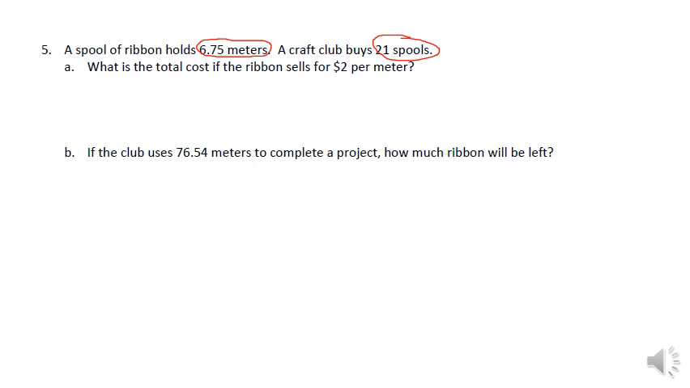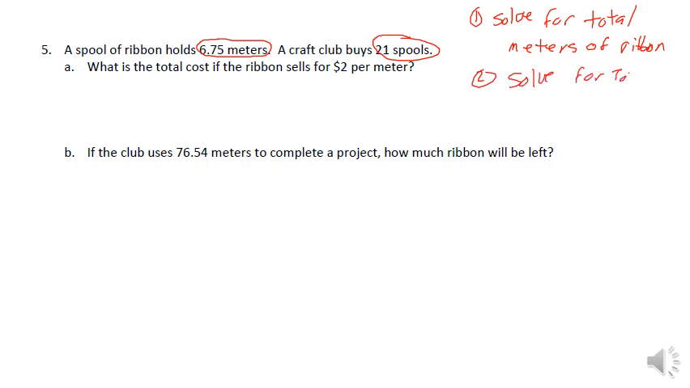So my first plan, I need to solve for the total meters of ribbon. And then second, I need to solve for the total cost of ribbon, because that's what it's asking for. It says what is the total cost if it's $2 per meter, and that's important information.